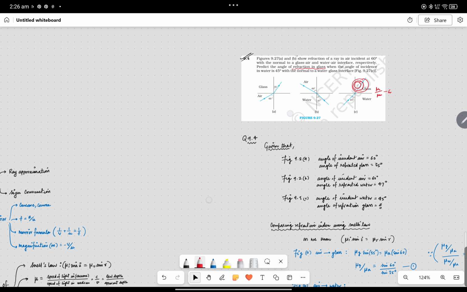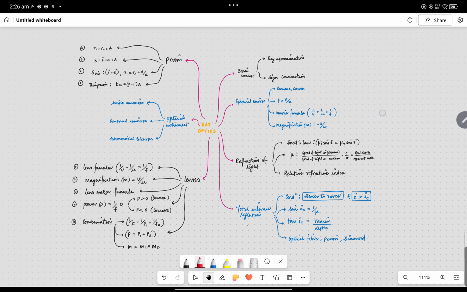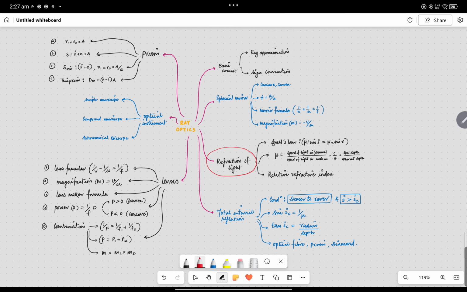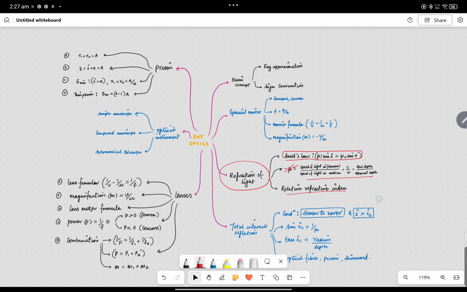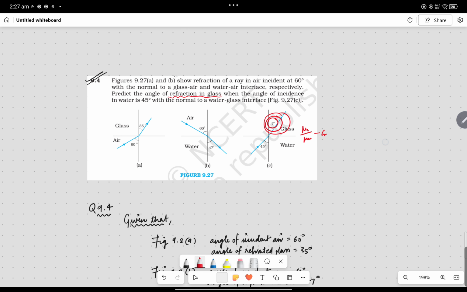So first of all, let's revise this concept a little bit so that it will help you in the exam. This concept is generally asked from refraction of light, and Snell's law is the main concept here. Also mu is equal to speed of light in vacuum by speed of light in medium, C by V. You can also revise all these concepts, which are very important for the ray optics chapter. You can pause and revise, and let's start solving the question that is the agenda of today's video.